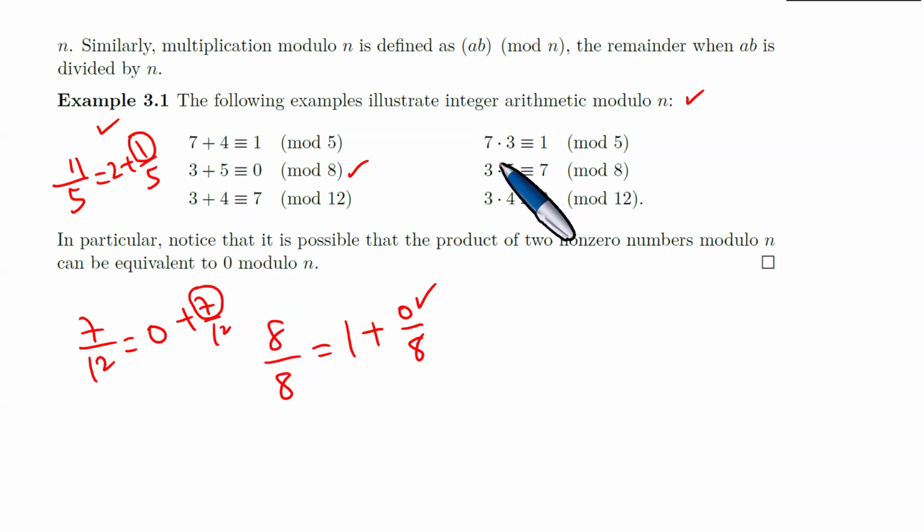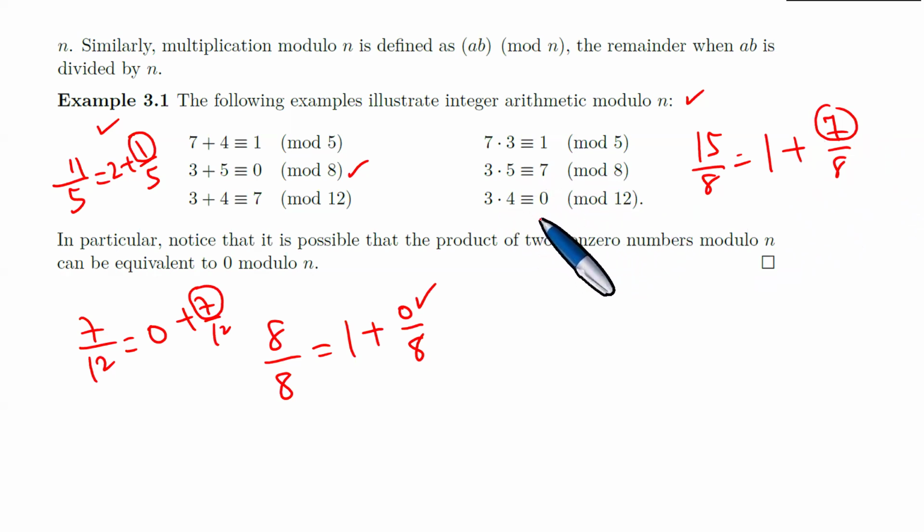What is 7 times 3? It is 21. But in modulo 5, the remainder is 1. In the same way, 3 times 5 becomes 15. But in modulo 8, if you divide 15 by 8, 8 goes once and the remainder is 7 out of 8, the divisor. Therefore, 3 times 5 is equivalent to 7 modulo 8.